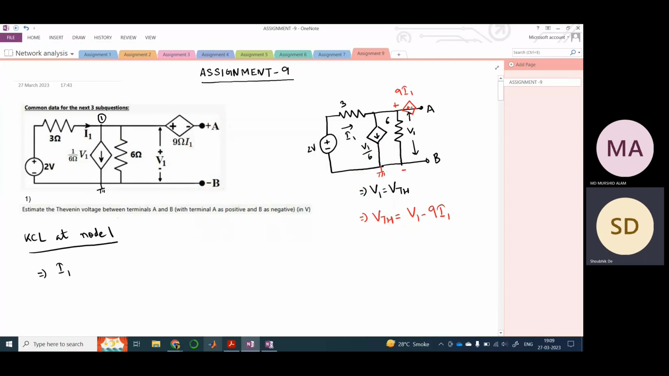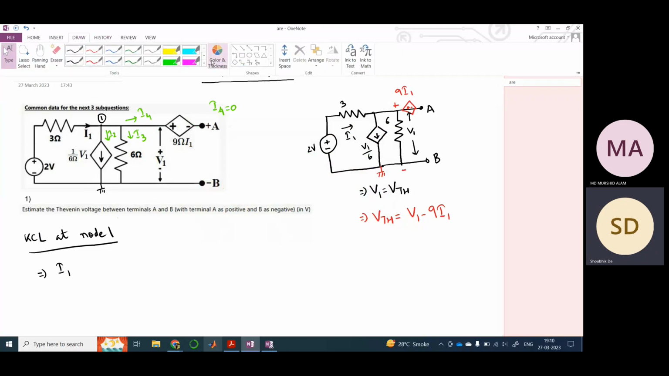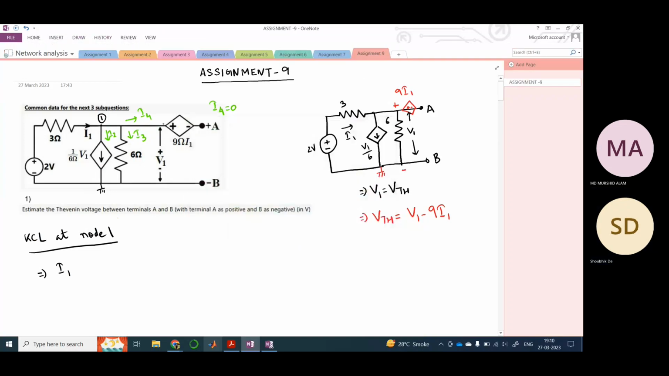Yeah, got it. So let us say that the current flowing through this wire is I2, and this is I3. There won't be any current flowing through this because this is open, right? Therefore your I4 would be 0. I hope you can easily understand this, because this is open, therefore I4 would be 0.